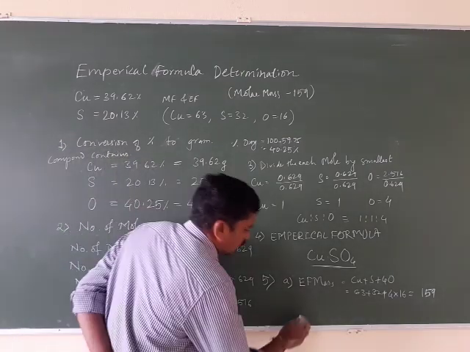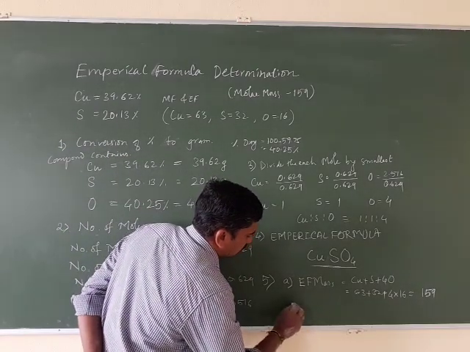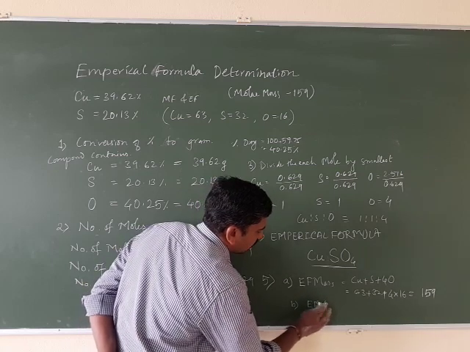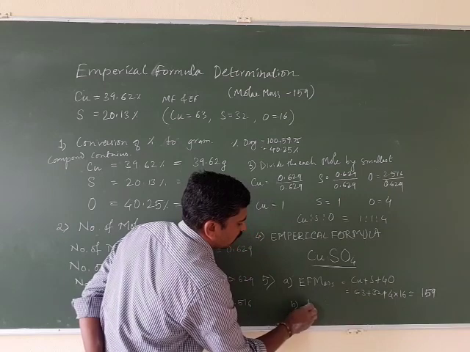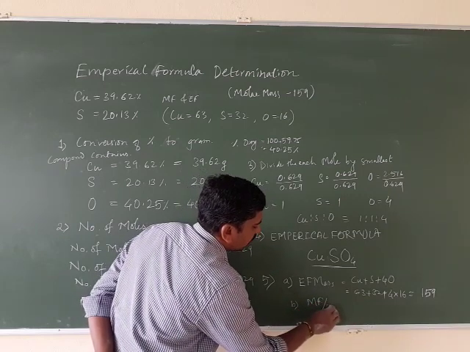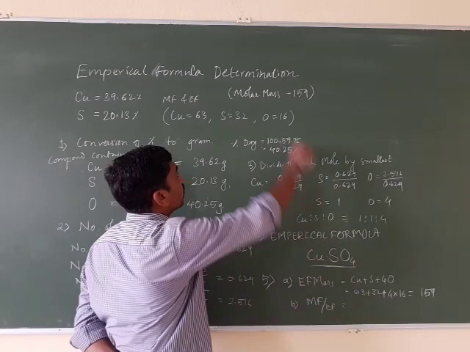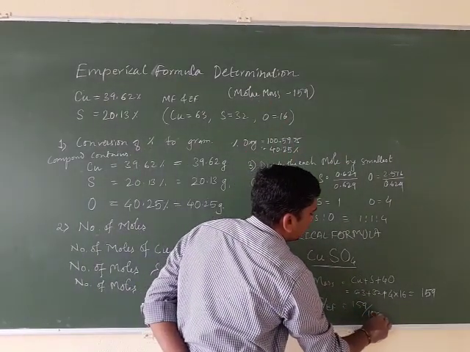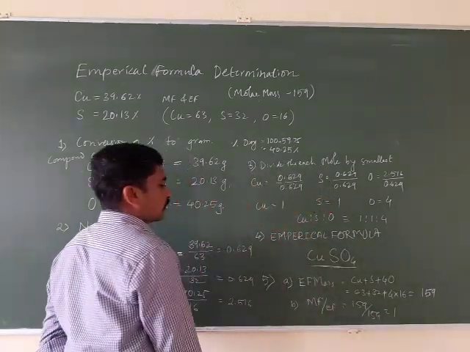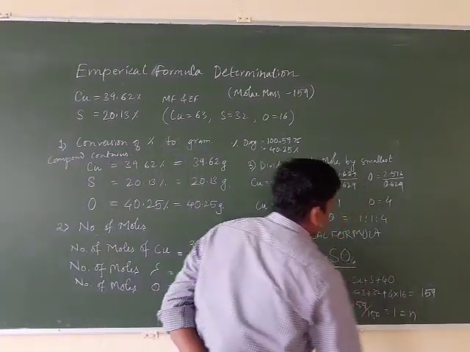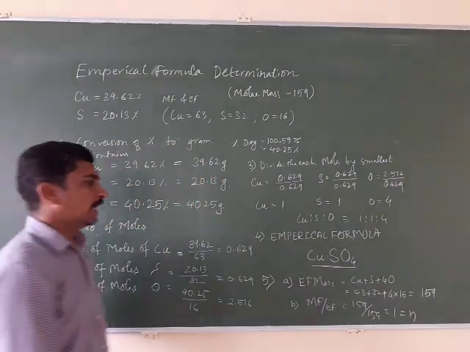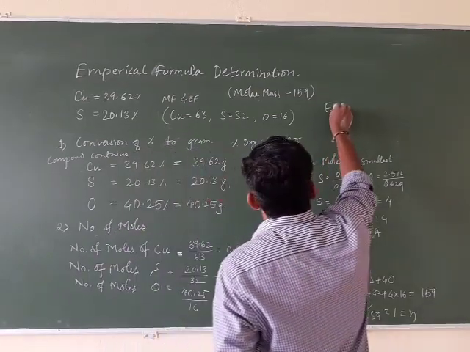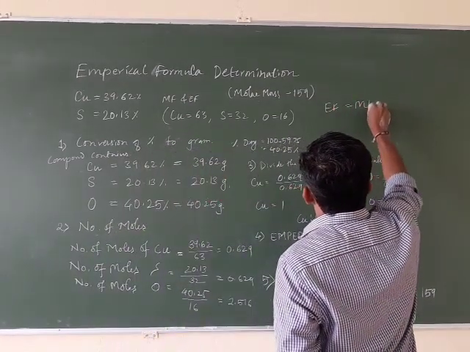159. Now what are we getting? We are getting n, that is molecular formula mass divided by empirical formula mass, and the molecular formula mass is what? 159 divided by 159. So we are getting 1. n is equal to 1. It means that the empirical formula is equal to the molecular formula.